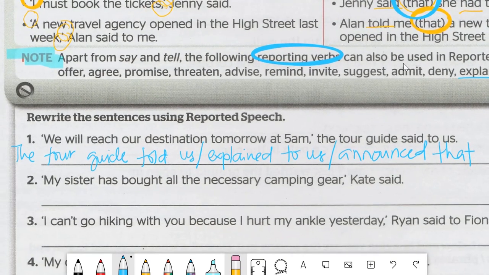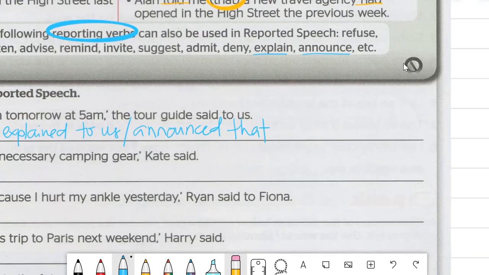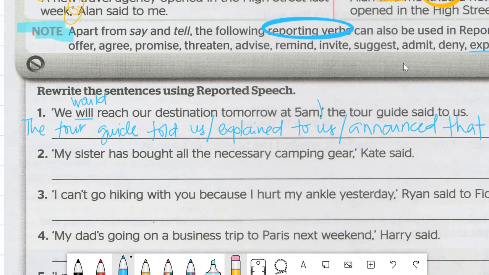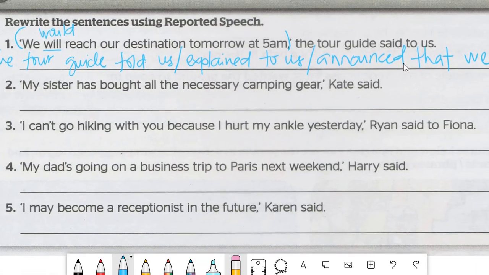That what? We change this into past tense. We would reach our destination tomorrow at 5 a.m. Okay? This one you write on your own. We would blah blah blah from here to here. Copy this part again. Okay? Understand? Okay, now let's do the second one.